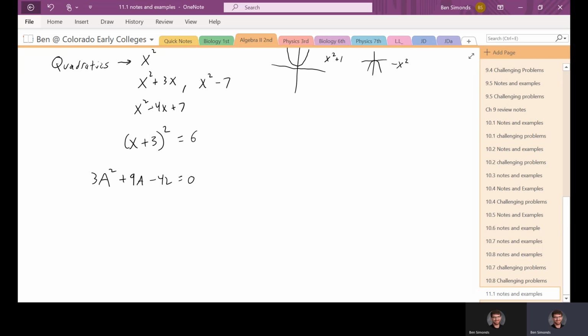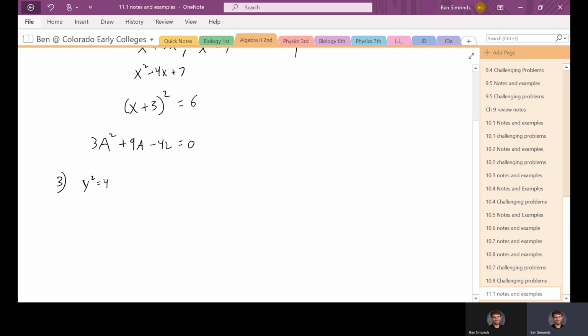All right, so first one from the homework is number 3. Let's check that out. y squared equals 4. Very straightforward. They call this the square root property. What they mean by that is what we've been saying all year: to undo a square, you do a square root. You saw that. So the square root of y squared is just y. The square root of 4 is 2.